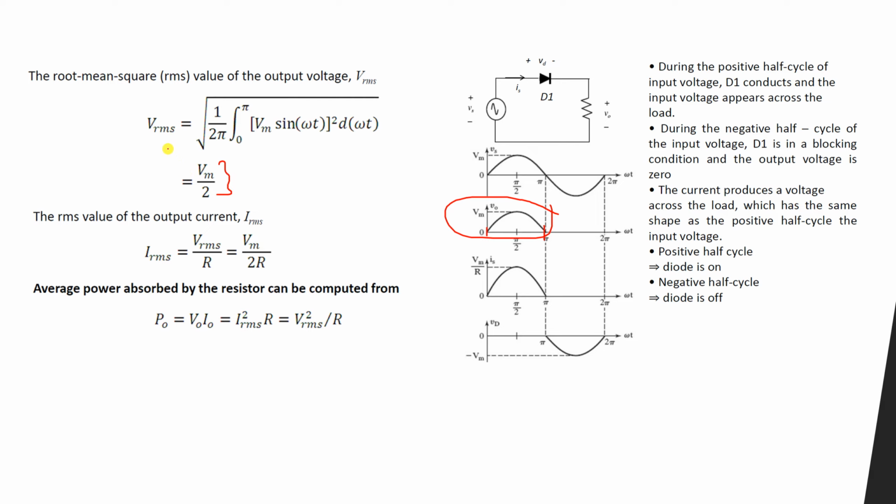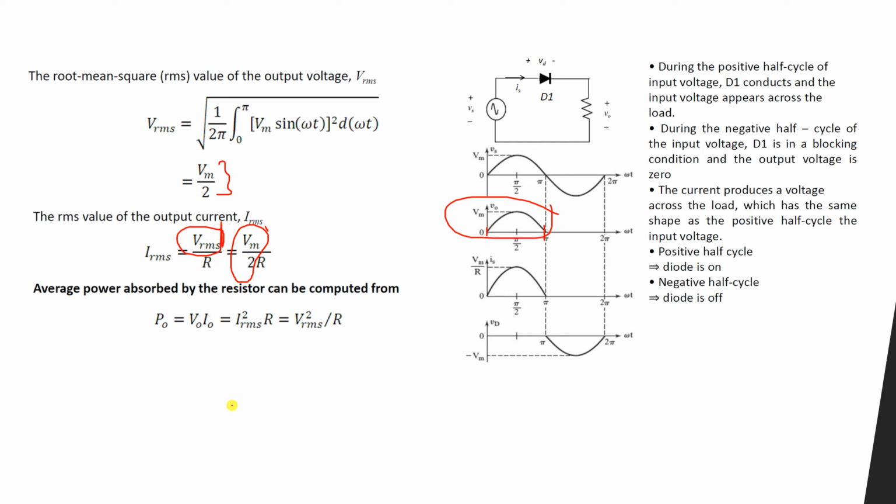So we have now Vmax over 2 representing the root mean square value of the output voltage, and V average, which is equal to Vmax over pi. Now what about the root mean square current? It will be the voltage over the resistance. So it will be Vrms over R, which is Vmax over 2R. Vmax over 2, this part is the Vrms.